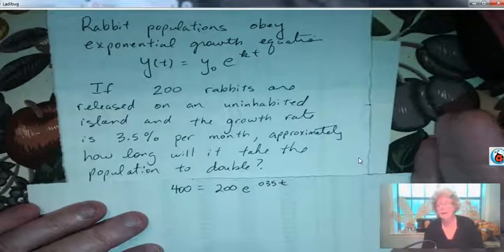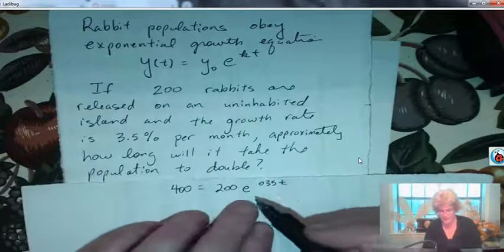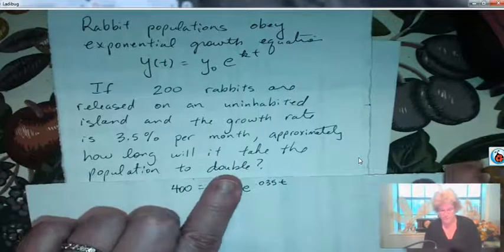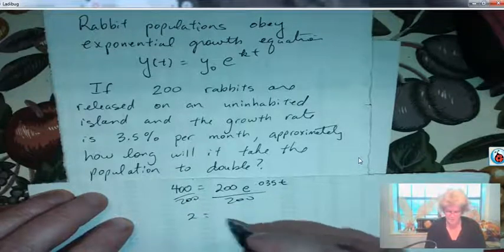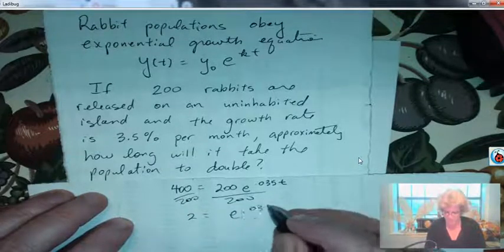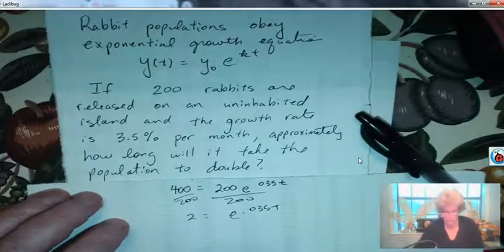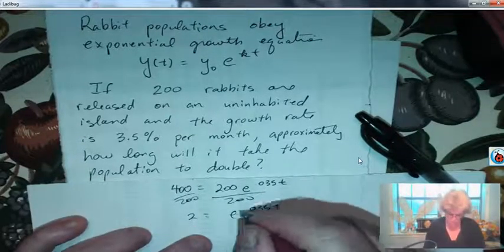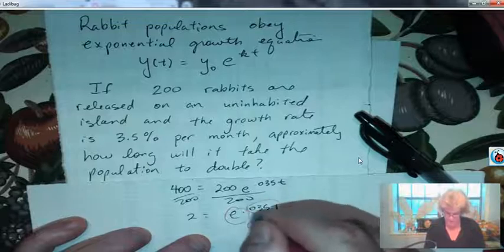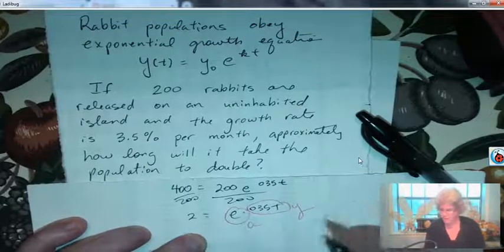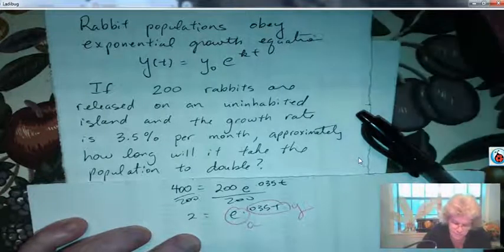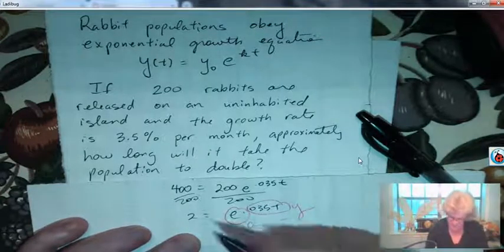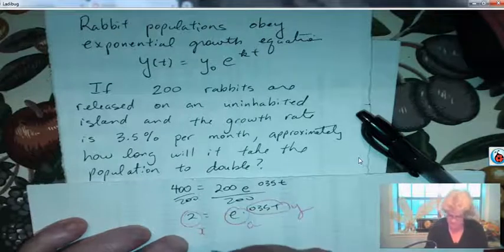We cannot do a conversion to logarithmic form yet because I have to have something to a power by itself without anything in front of it. So I just divide both sides by 200. And now it's just a straight conversion. That's going to be my A. That's going to be my Y. That's going to be my X.